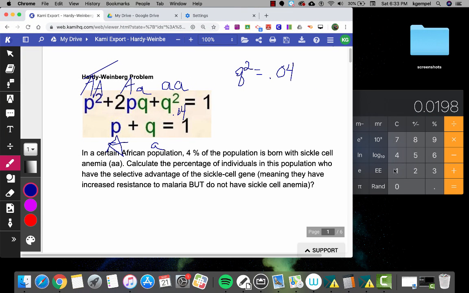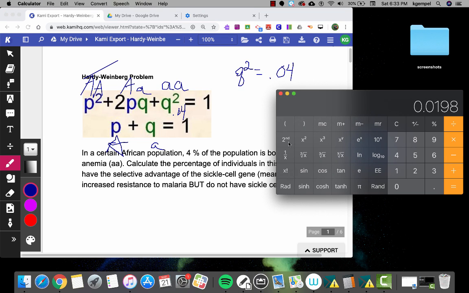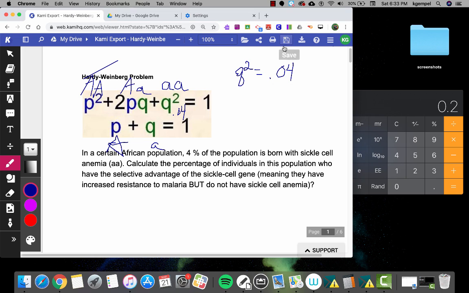Okay, so that'll work for me, I think. All right, so if I want to get Q by itself, I'm going to have to take its Q squared. To get it by itself, I can take the square root. So if I put 0.04 and take the square root of that, I get 0.2. So Q is going to be equal to the square root of 0.04, or 0.2.